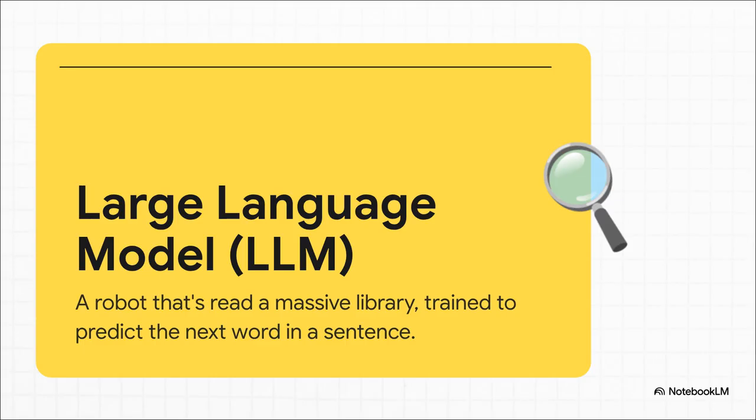The best way to think about it is like a robot that has read a truly massive library, basically the entire internet. And because it's seen so many patterns in how we write, its main job is just to predict what word is most likely to come next. When you type "the early bird gets the," it just knows the next word is probably worm. That's an LLM in its simplest form.